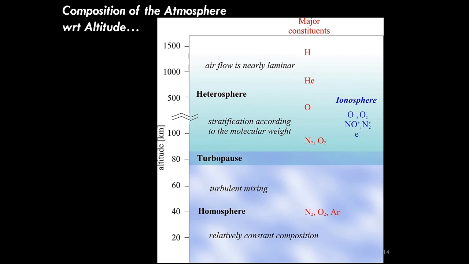So we have the larger molecular weights: oxygen and nitrogen and so on. We have the lightest gas, which is hydrogen, so it also stratifies at the top. The components of air are grouped. We also have the ionosphere here, which is the ionized part of the upper atmosphere of the Earth.